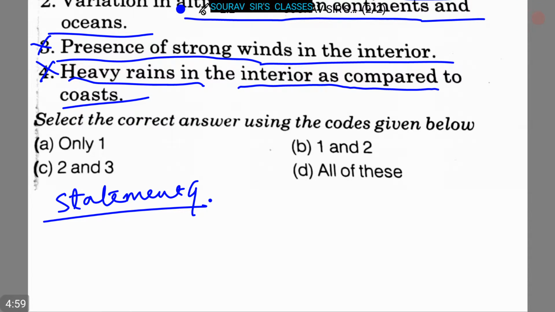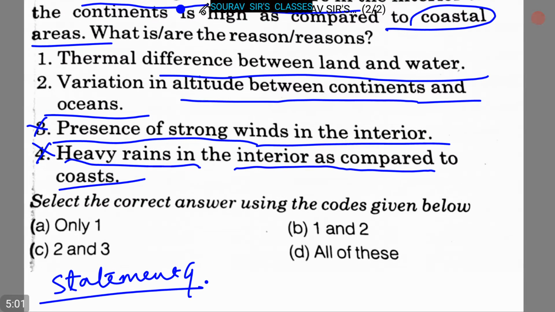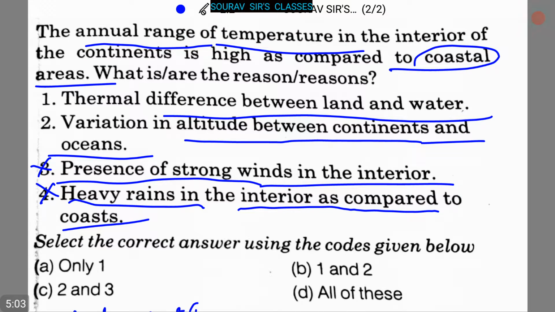Similarly, statement 2 is also incorrect because it is not necessary that there be an elevation difference between the coastal and the interior which is substantial enough to make an impact on the temperature. So option 2 is also incorrect.